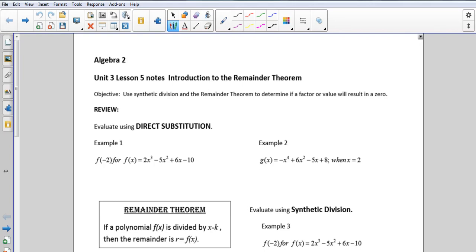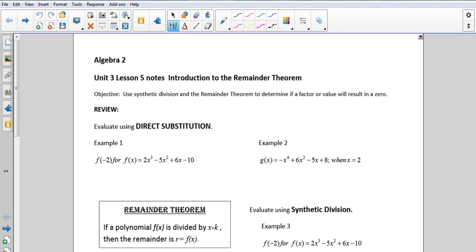Okay, so now we're going to use synthetic division and the remainder theorem to determine if a factor or value will result in a zero. So let's dive in.